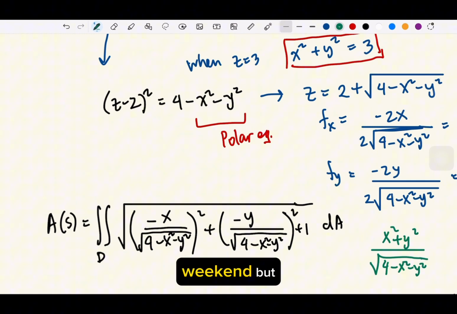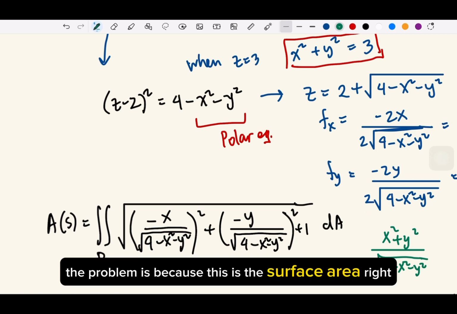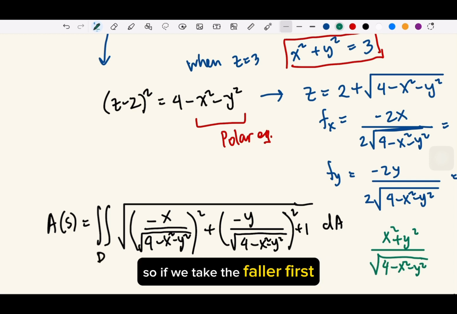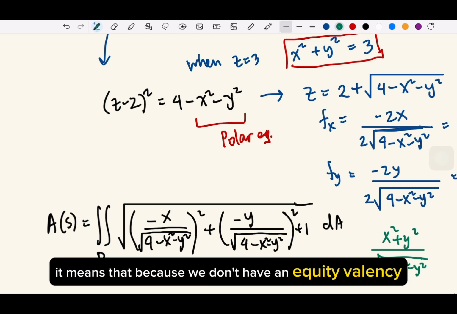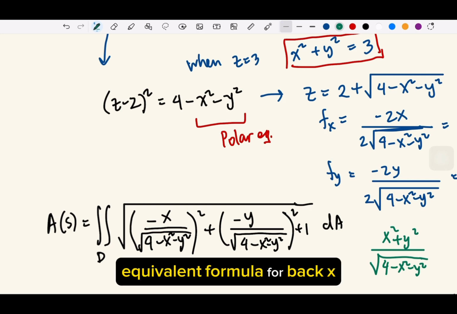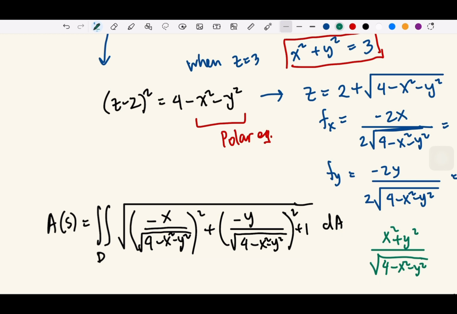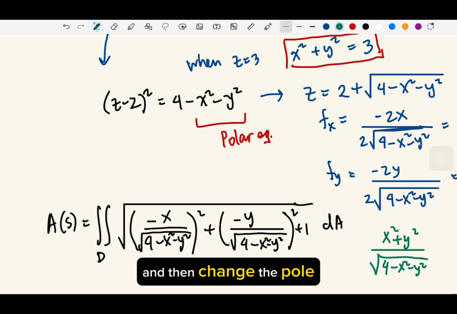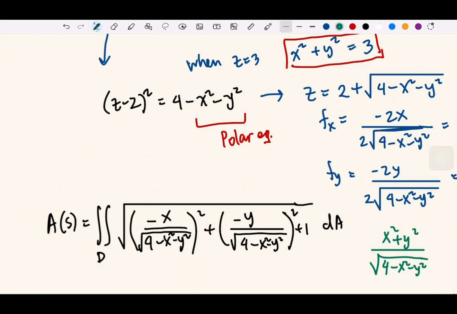Why don't we change to the polar equation? We can, but the problem is because this is the surface area, right? So if we take the polar first, we don't have an equivalent formula for the surface area in XY into polar directly. So what we can do is we write first the formulation and then change to polar.